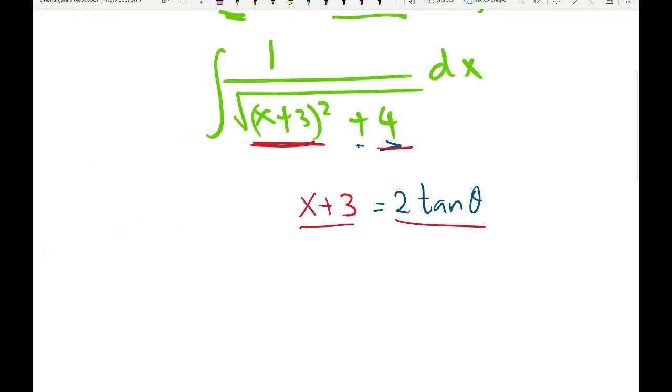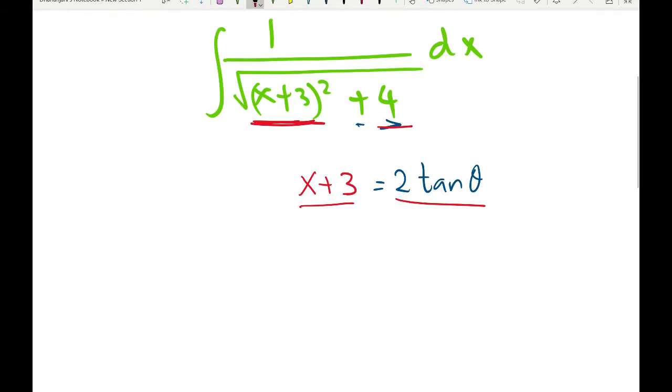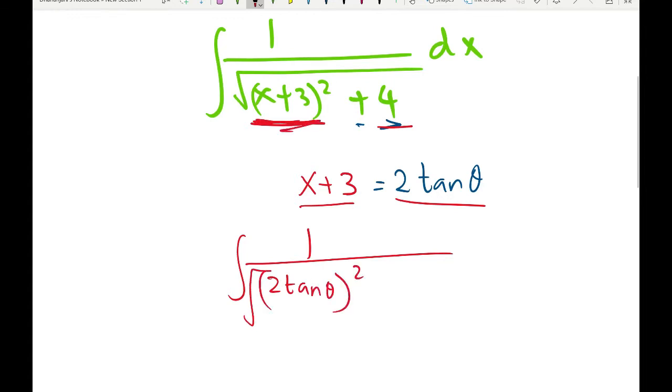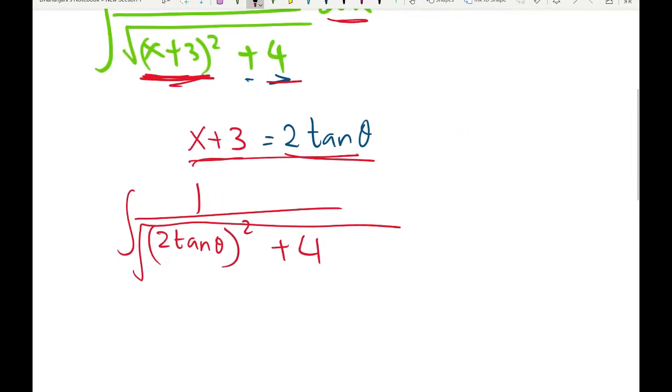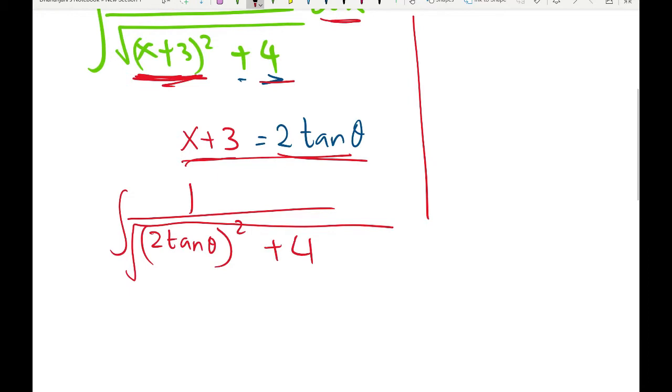Okay, so now we can replace x plus 3 by 2 tangent theta. So let's do that. So (2 tangent theta) square, right? If I replace it here, and don't forget the square root, plus 4. Oops, now we have to replace dx by d theta. So we have to differentiate this. Now here's my advice. To differentiate this, I will rewrite it. Okay, so I will take this 3 to the right hand side. So it will be x equals 2 tangent theta minus 3, right?